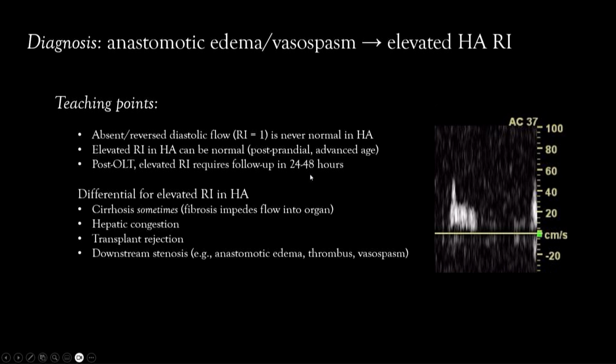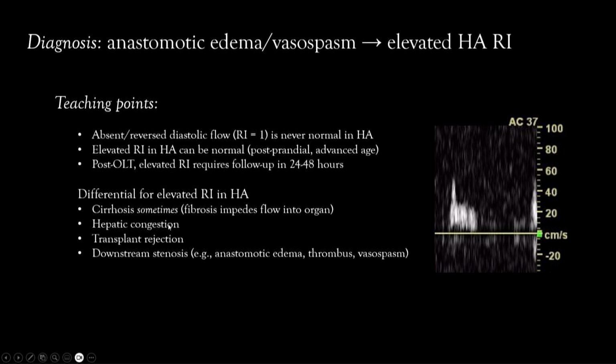So differential for an elevated resistive index in the hepatic artery. So cirrhosis, you would think you've got this really fibrotic organ. It's going to be hard to move blood through that. And that can sometimes result in an elevated RI, but oftentimes also with cirrhosis, there'll be coexisting arteriovenous shunts that will form, and that will kind of tend to offset that increase. So oftentimes with cirrhosis, the RI is relatively normal.